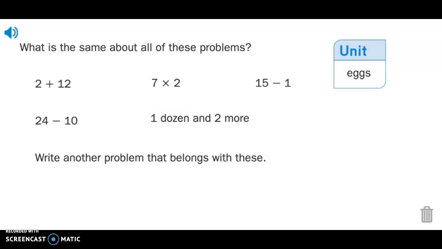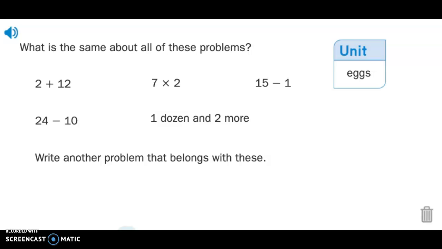Okay, today's math message says, what is the same about all of these problems? We have 2 plus 12, 7 times 2, 15 take away 1, 24 take away 10, 1 dozen, and 2 more. Remember, and. What do we do when we say and? And then it says, write another problem that belongs with these. I want you to go ahead and try to solve these. Put me on pause while you have time to think. Come back when you have an answer or if you need some help.